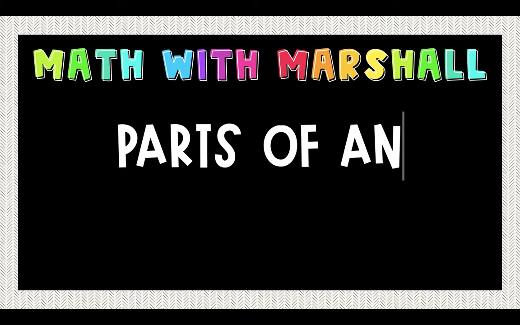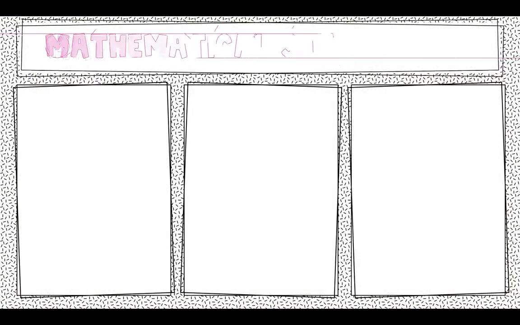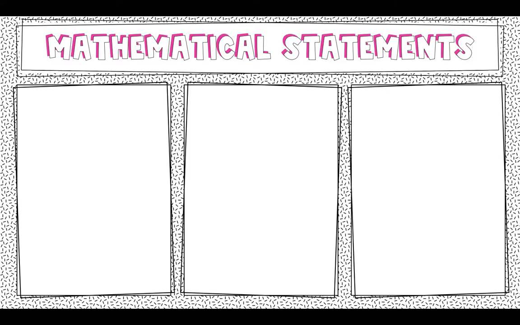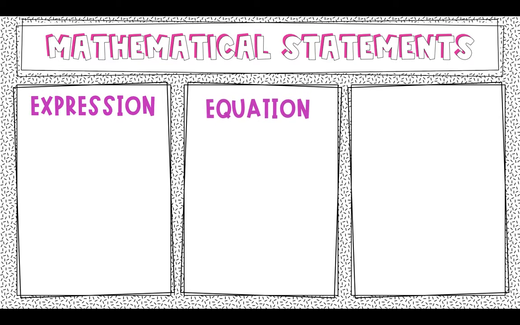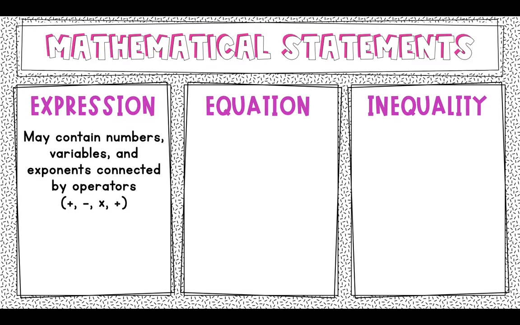Today we're going to learn about the parts of an equation. Let's start with a review. Yesterday we learned that there are three different types of mathematical statements: expressions, equations, and inequalities. An expression contains numbers, variables, and exponents that are connected by operators. And here are some examples.